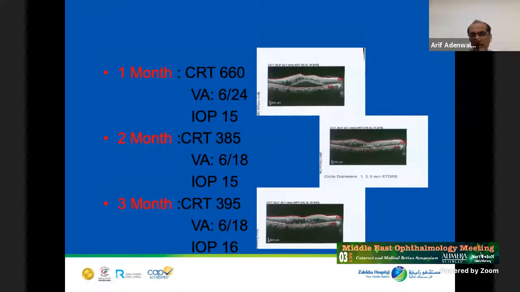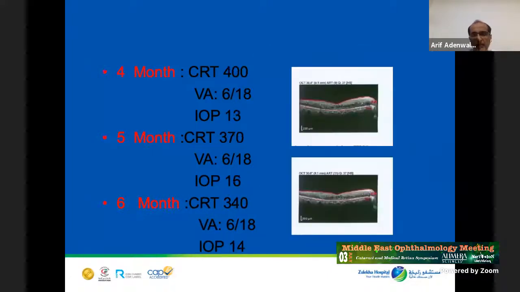Then at the third month, the CRT was maintained at around 395 and the vision was 6/18. The pressure was well in control. We didn't go for any anti-VEGF right now. We just wanted to wait and see the response. Then at the fourth month, the thickness was maintained. There was not much visual improvement, but the patient was happy. And even at the 6-month follow-up, it was quite stable.